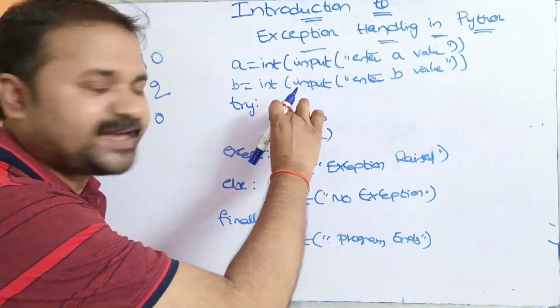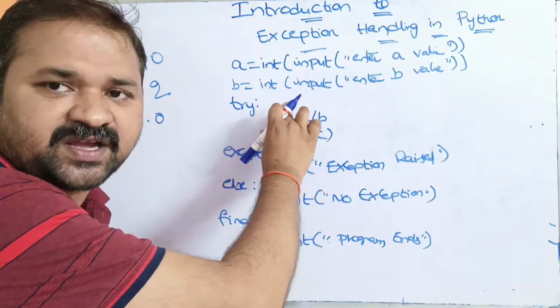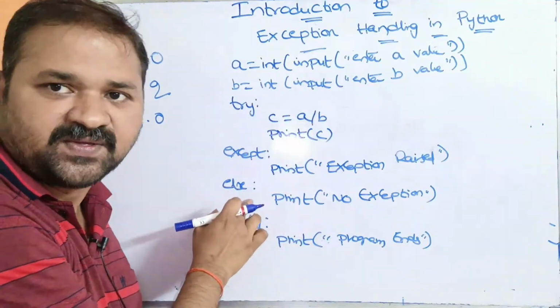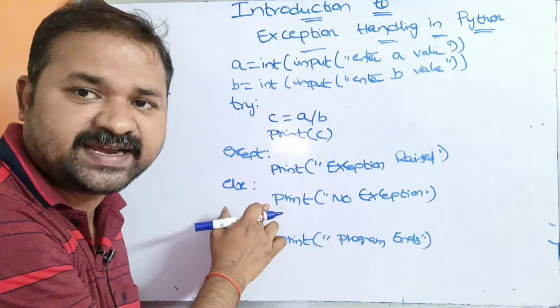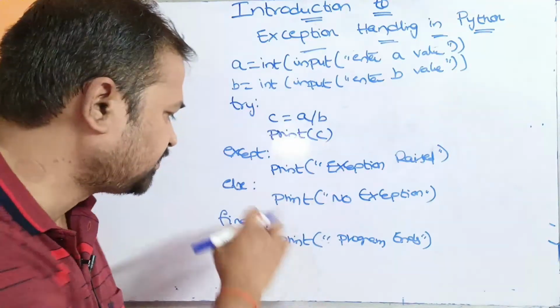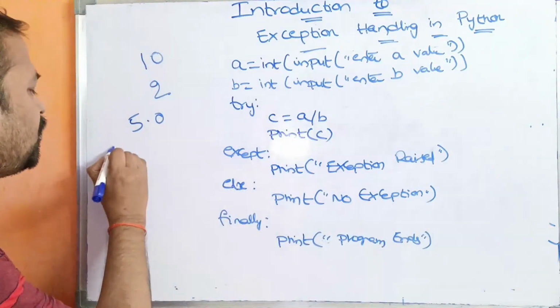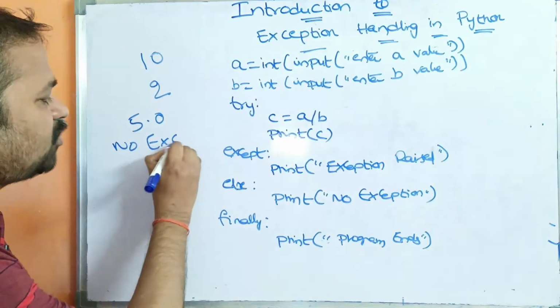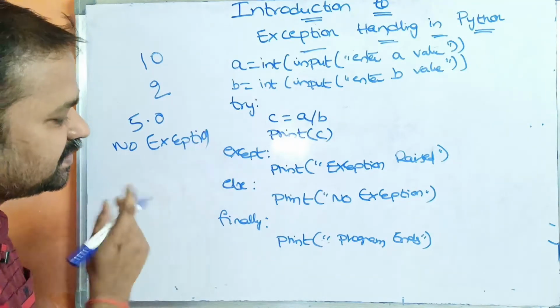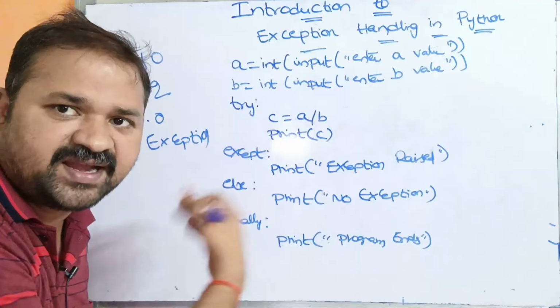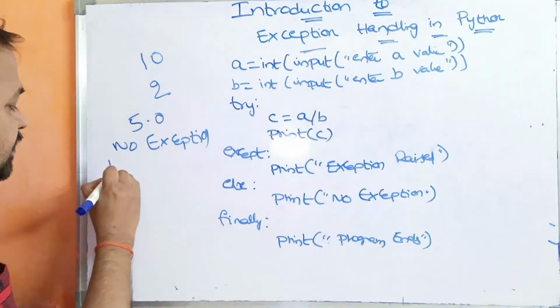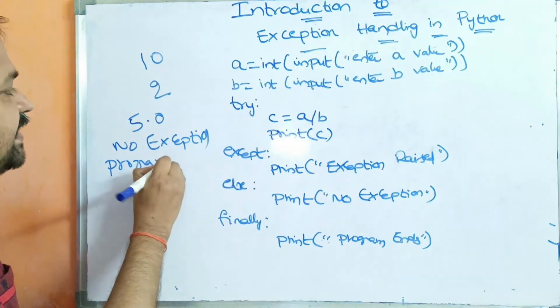If there is no exception, then the control will be transferred to the else block, because we know that the else block will get executed if there is no exception. What is the body in else? No exception. So we will get the output no exception, and the next statement is finally. Finally always gets executed, so program ends. So we will get this output.